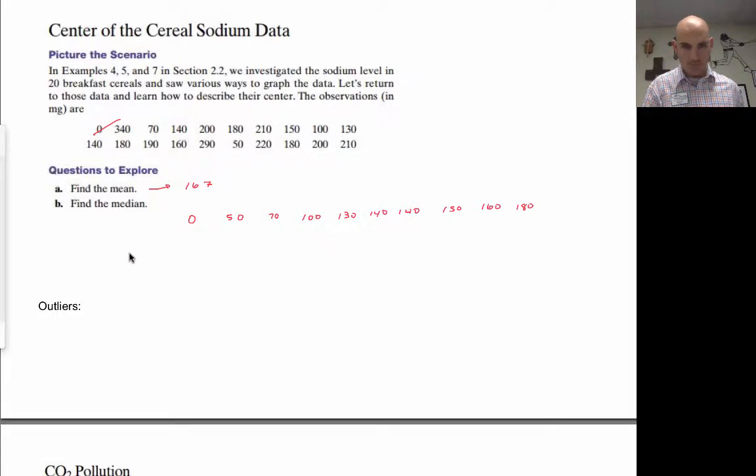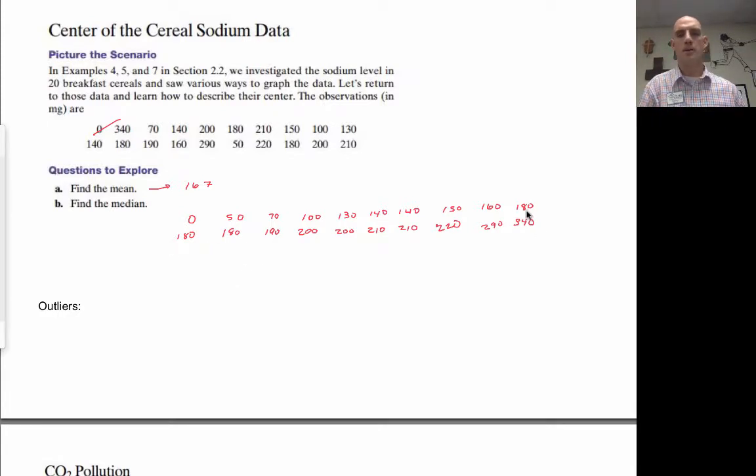I'll continue on with 180, 180, 190. And again, I put these in order while you were paused, so you should have done this while you were paused. So then I've got 210, 210, 220, 290, and 340. Okay, so what this tells us is, where's our median going to be?